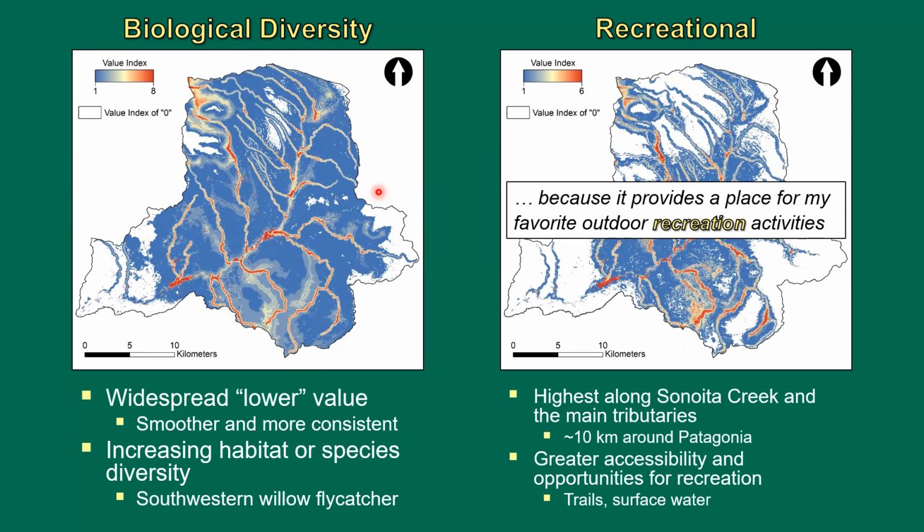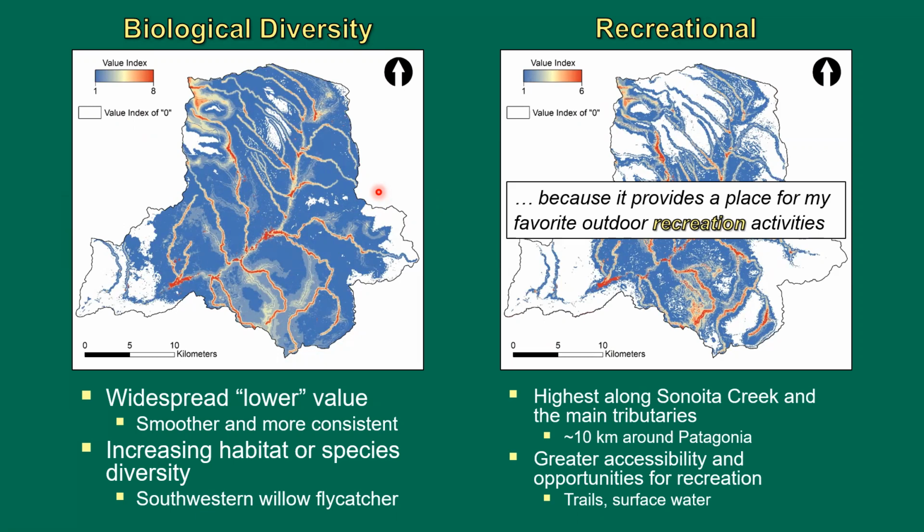Now, for thinking about restoration, if restoration was focused on increasing biological diversity in areas that were important to the respondents, what are ways this could be done? Some examples could include increasing habitat or increasing species diversity. This could include increasing habitat for the southwestern willow flycatcher and other species like that, or focusing on the wildlife corridors that connect the mountain ranges within the watershed, those sorts of things.